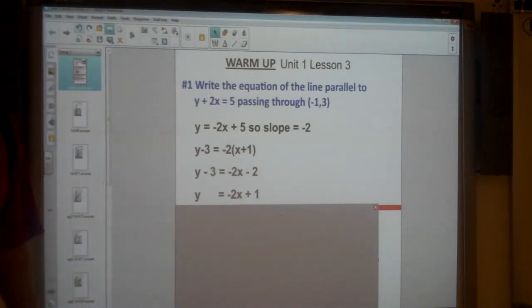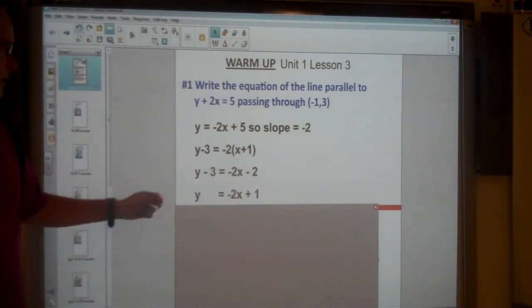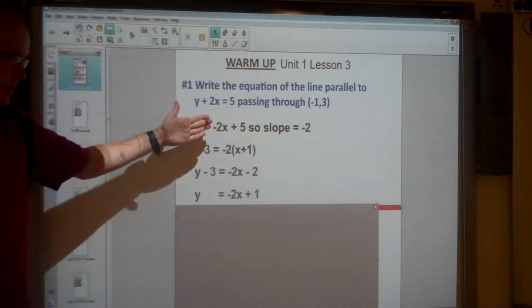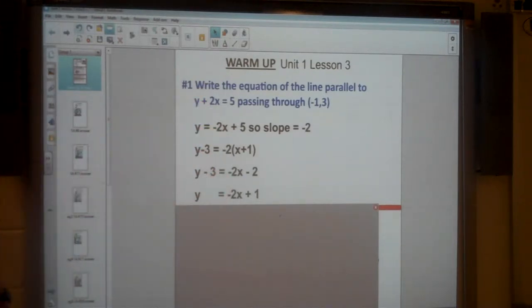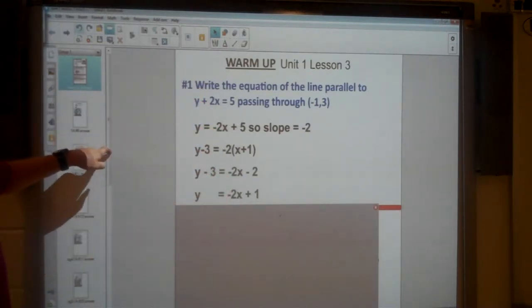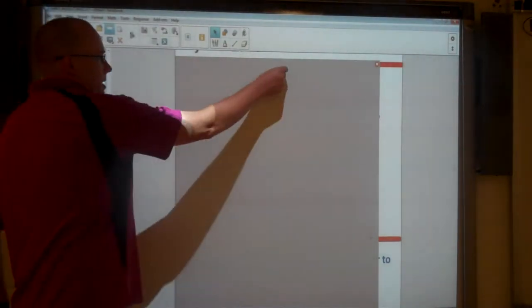If you're working through an exercise in class, just make sure your answer in the back of the book agrees with the answer that you've got, and if it doesn't, then continue to manipulate until you can show that those two things are the same. Okay, second question.